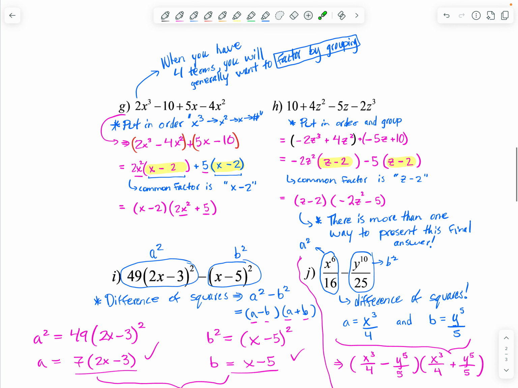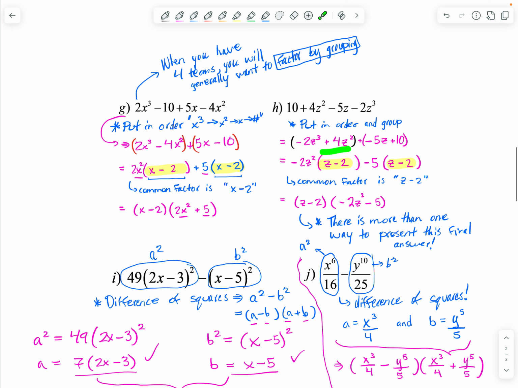Okay? Here, it's very similar. Put in order and group. So I put this in order, in descending order of degree or power, the exponent. And so I common factor out a negative z squared here, and just the number negative 5 here, and I get z minus 2 and z minus 2. I can common factor a z minus 2. So I write z minus 2, and then I'm left with this right here.